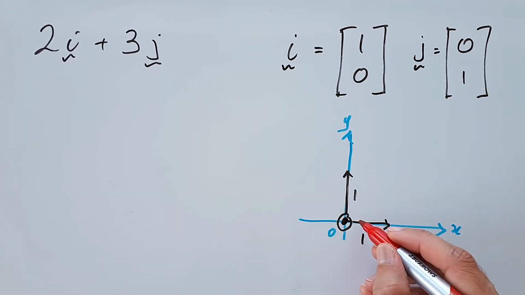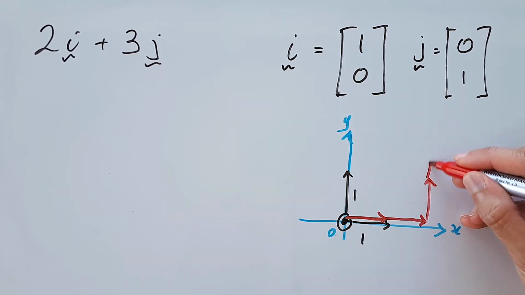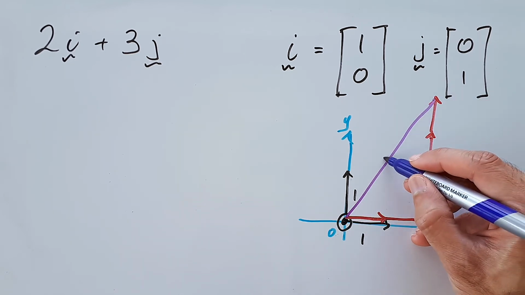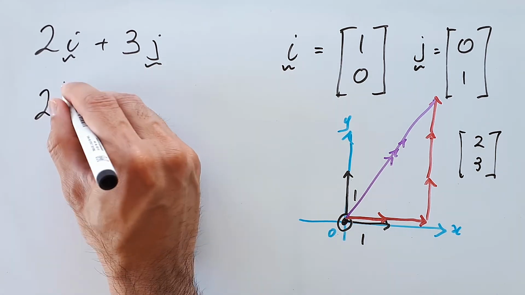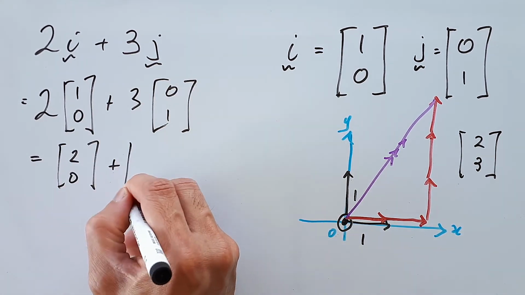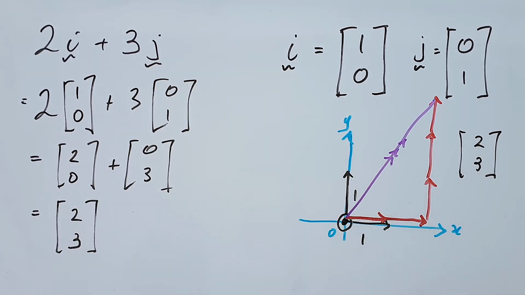Together, these 2 vectors form the fundamental directions that allow you to create all kinds of vector combinations to move in any direction in 2 dimensions. So the matrix version of 2i plus 3j is just 2, 3 in square brackets. This is because when you replace i and j for their matrix versions, each vector part will multiply and then add together to give you 2, 3. And that's all there is to it.